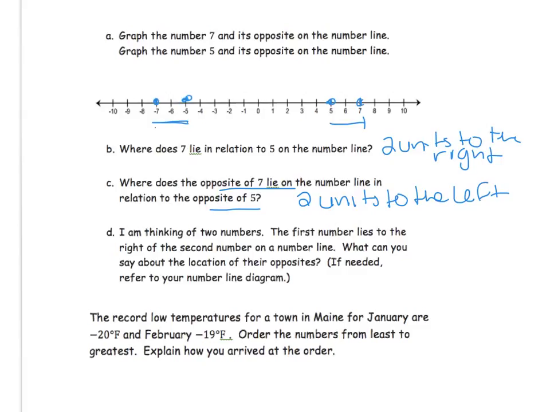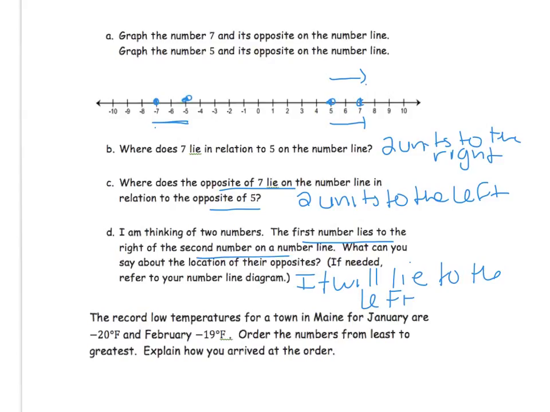So I'm thinking of two numbers. The first number lies to the right of the second number. What can you say about the location of their opposites? So if the first number lies to the right of the second number, then their opposites will lie to the left.